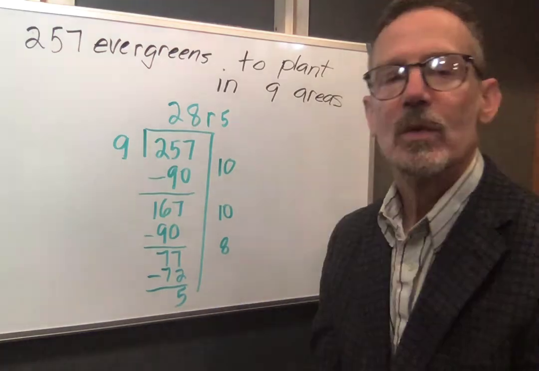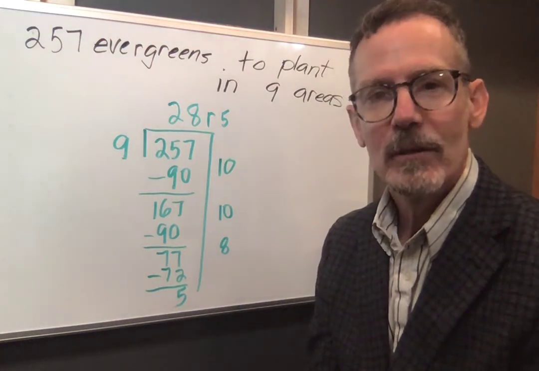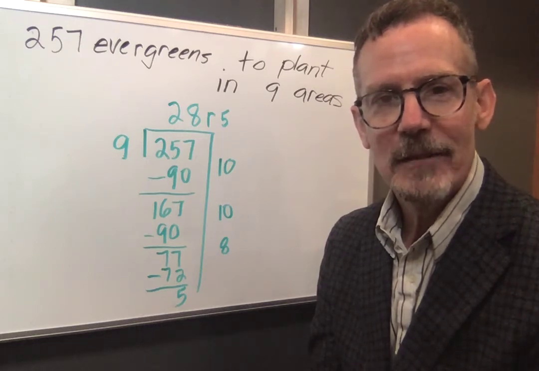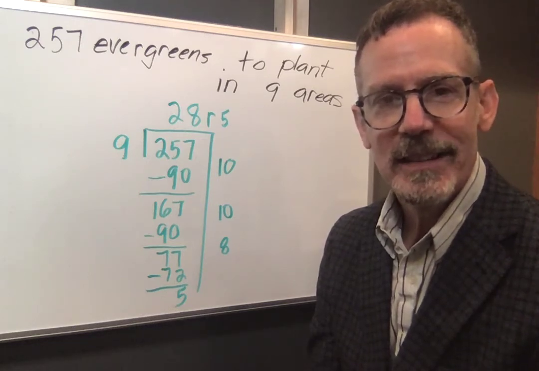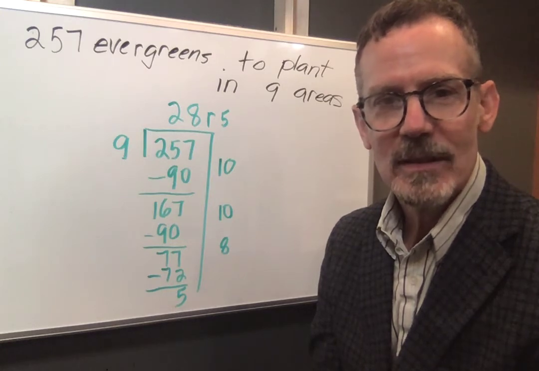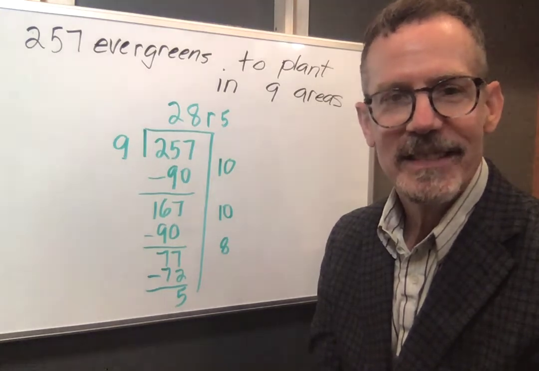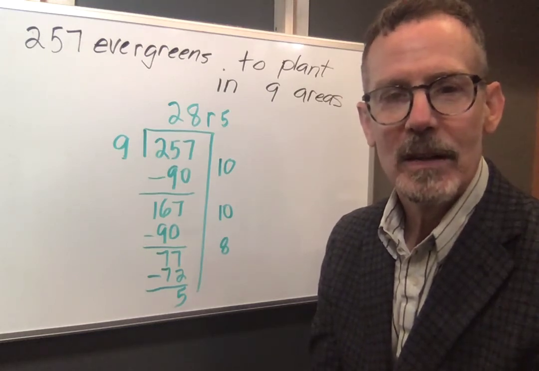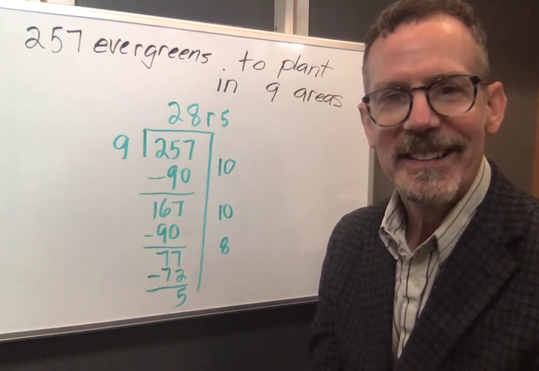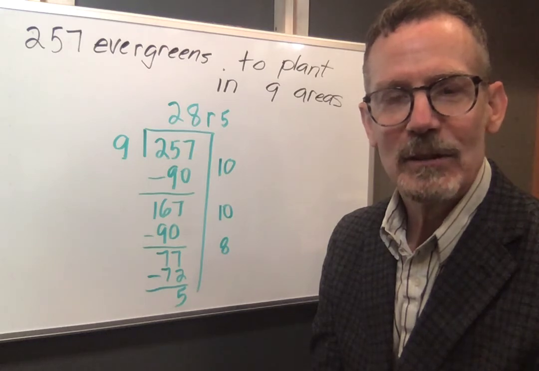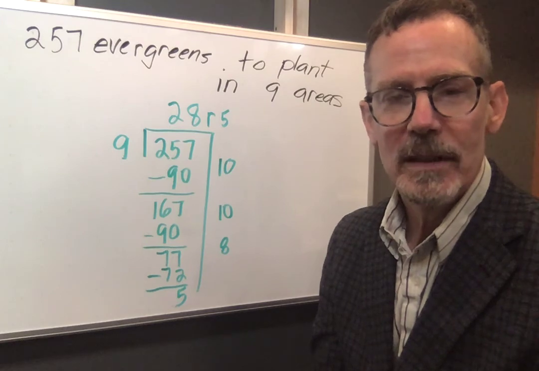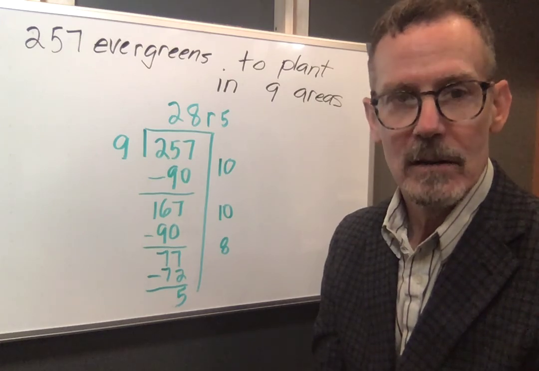So what would we do with those trees? Well, they're leftovers, so they have to go back to the nursery. In real life, we might plant those trees in some space that we think is not too small. That's my dog barking. But leftovers are leftovers, and the students will recognize, hopefully, that 5 trees are left over.